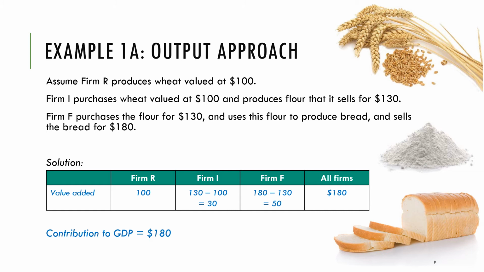In this example, Firm R produced $100 of wheat. Firm I added $30 of flour to GDP. Firm F contributed $50 of bread to GDP. Therefore, total contribution to GDP from these three firms is $180.